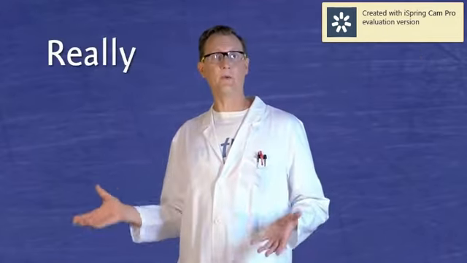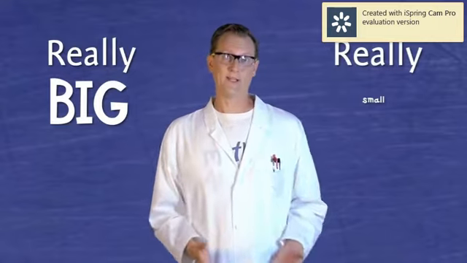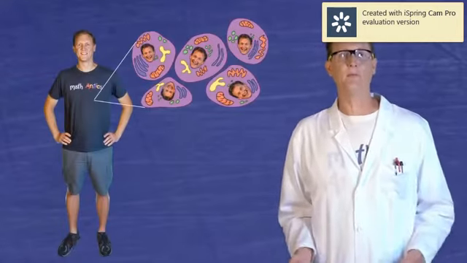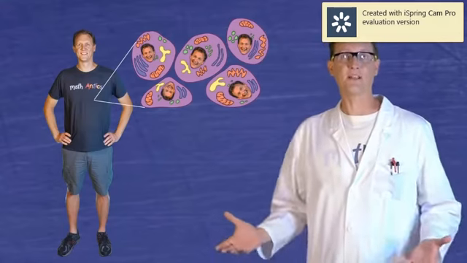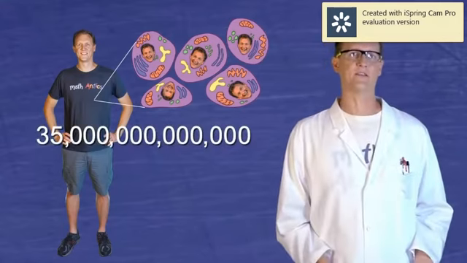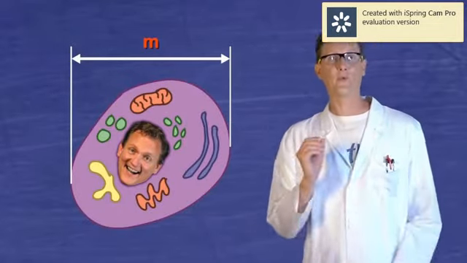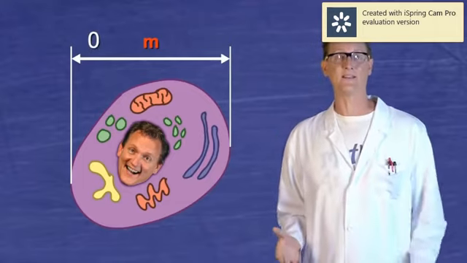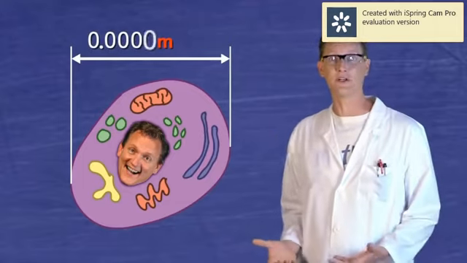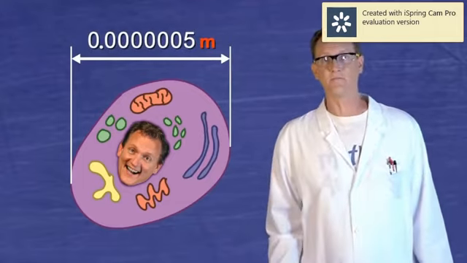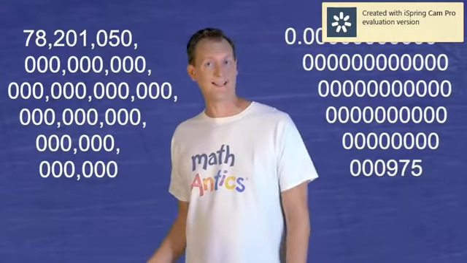Numbers can be really big or really small, right? Like, if you wanted to count up all of the cells that make up your body, it would be a really big number, something like 35 trillion cells. But if you wanted to measure the diameter of one of those cells using meters, you'd get a really small number, something like 0.0000005 meters.